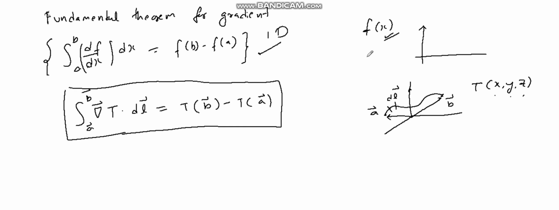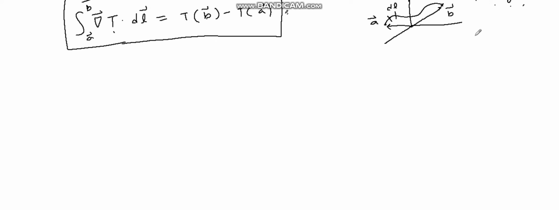One more thing: you can see that this is the generalization of that equation, right? Instead of this derivative, we are taking the gradient. Instead of taking the infinitesimal displacement for only one variable, which is x, we are taking it for all three variables, which is dl. And of course, instead of the points b and a, we are taking the position vectors B and A. Let's prove it.